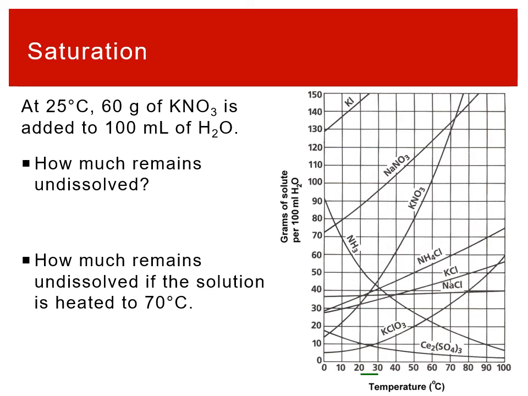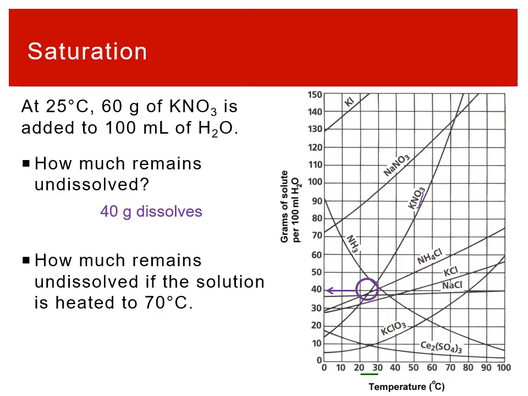So I find 25 degrees Celsius, it's going to be in the middle there. If I go to KNO3, if I find that at 25, it's kind of intersecting. You see KNO3 is right here. This is our line. So it's intersecting right there. It looks like you could trace that out. About 40 grams dissolves.